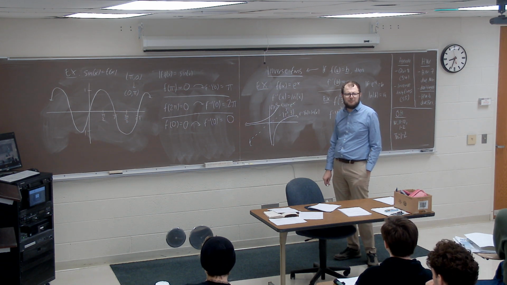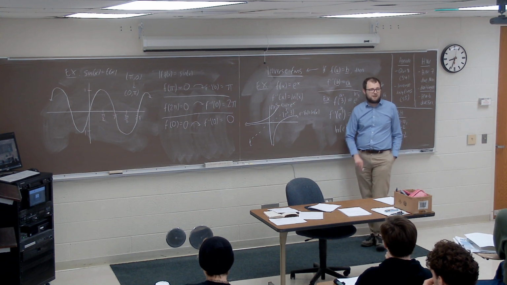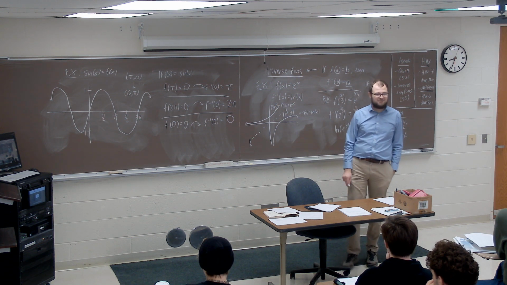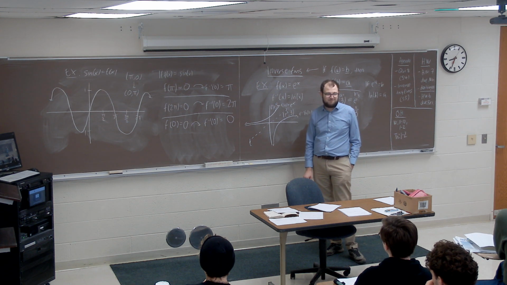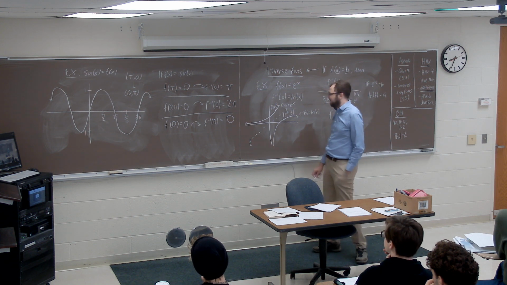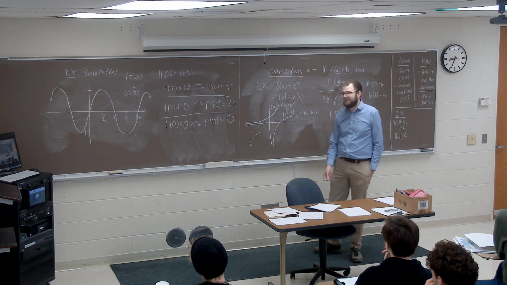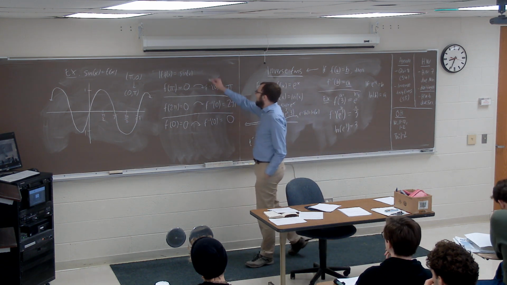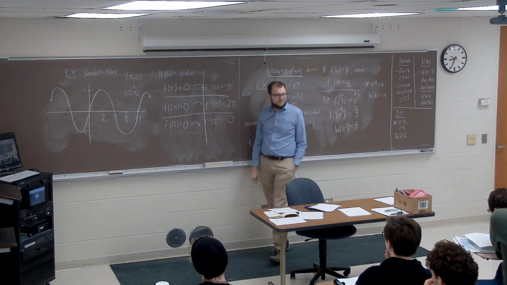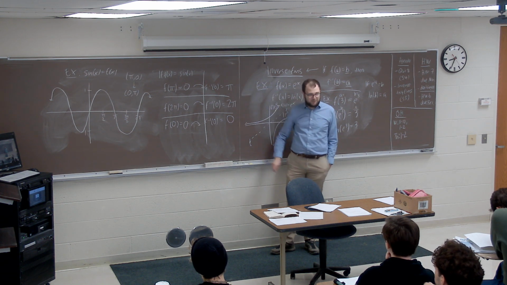Does anybody see a problem here? Or what issue do you see? It fails the vertical line test, so it can't be a function. How does this fail the vertical line test? You have multiple y coordinates for the same x coordinate. Yeah. If f inverse of x is a function, can f inverse of 0 be equal to 3 different things?